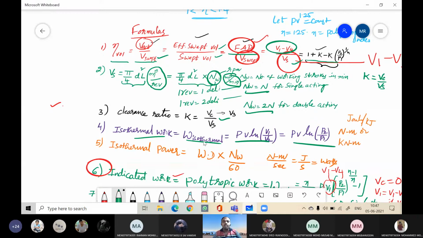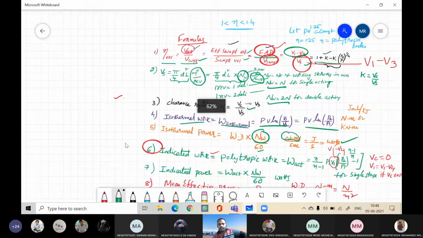Once you know the work done, if you multiply with the number of working strokes, then you will get the power. So isothermal power is equal to work done during the isothermal process into the number of working strokes in a minute. To convert into seconds, we divide by 60. Therefore work done units are Newton meter, and this is per second. Newton meter is joule, joules per second is watt. If you want kilowatt, we can divide by 1000.